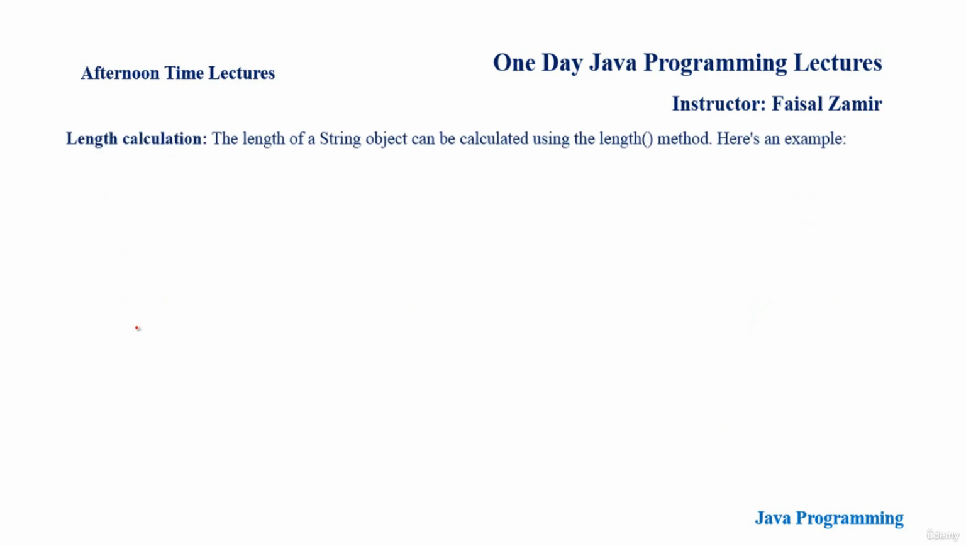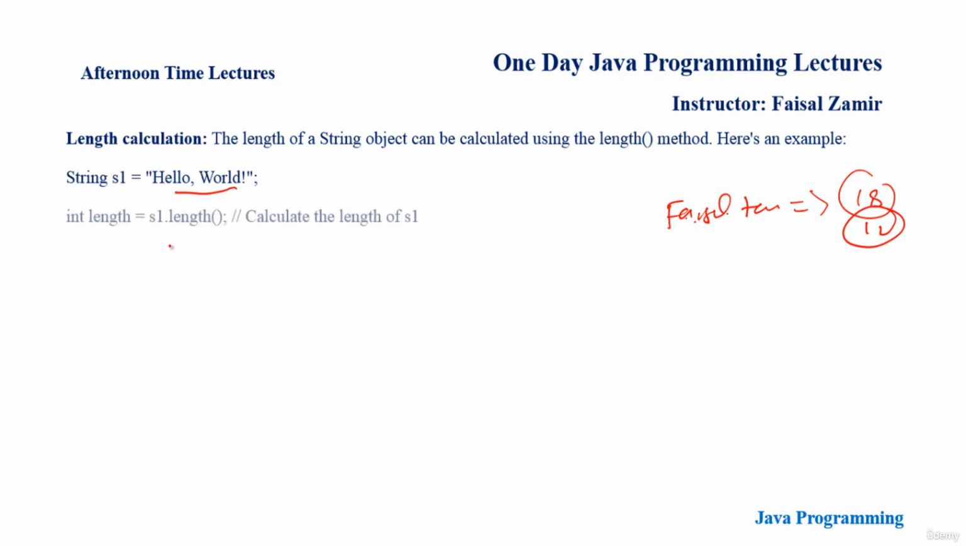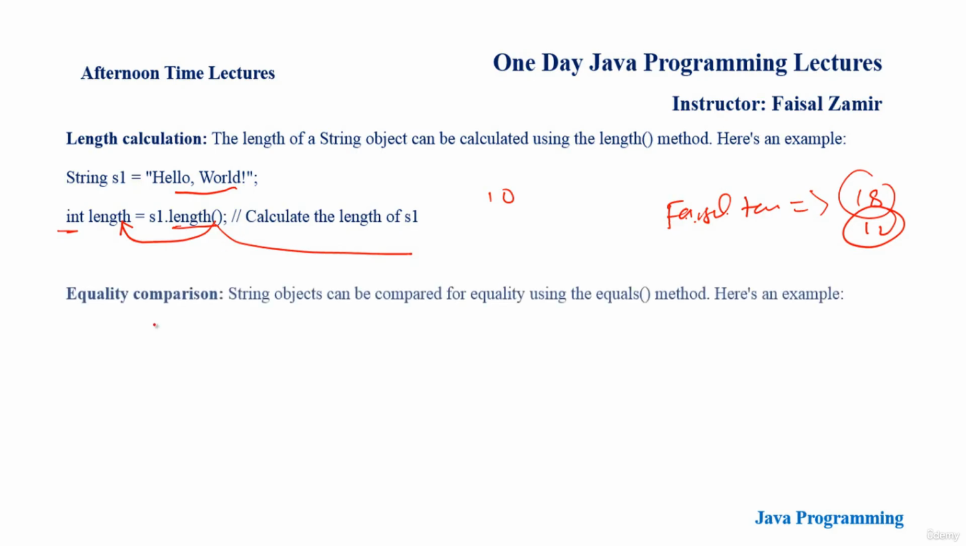Another is length calculation. You can find the length of any string. For example, in this case, this is a string. If you want to find its length, the total number of characters, it will return, for example, 18 or 12. This string is stored in the s1 variable. You just have to use the method s1 dot length. It will return a number, the total number of characters, for example 10. 10 will be stored in the length variable, and its data type should be int because it will return a number.